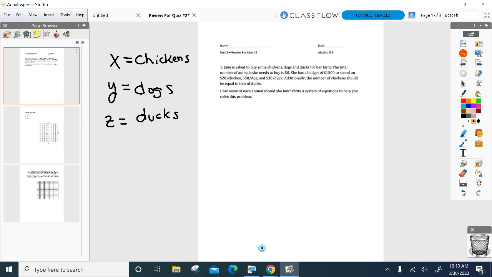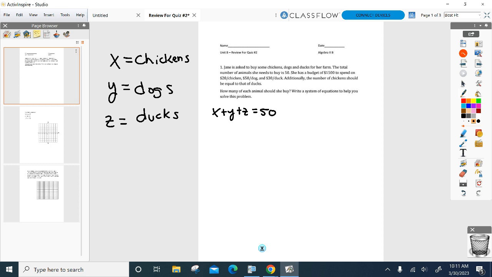Again, it's not a partner or group quiz tomorrow. You've got to come up with these equations on your own. So read through the first part right away. Second sentence: the total number of animals is 50. Done, right? Can we come up with that one? Total number of animals, 50. X plus Y plus Z equals 50.